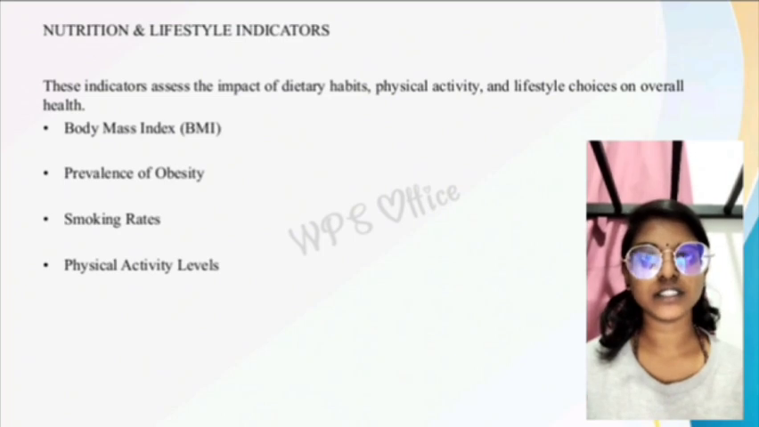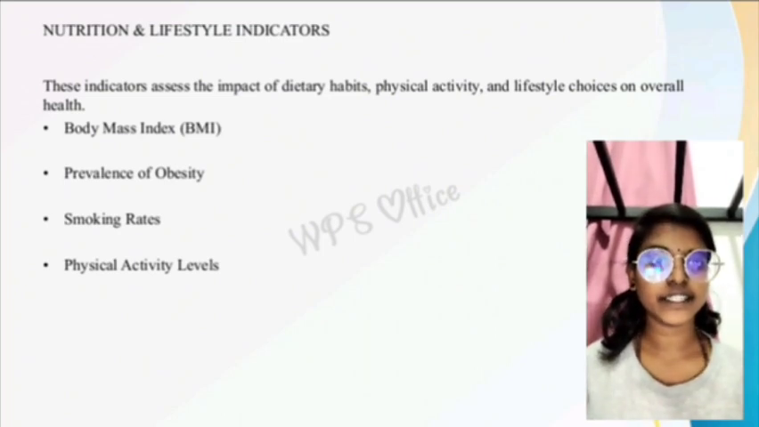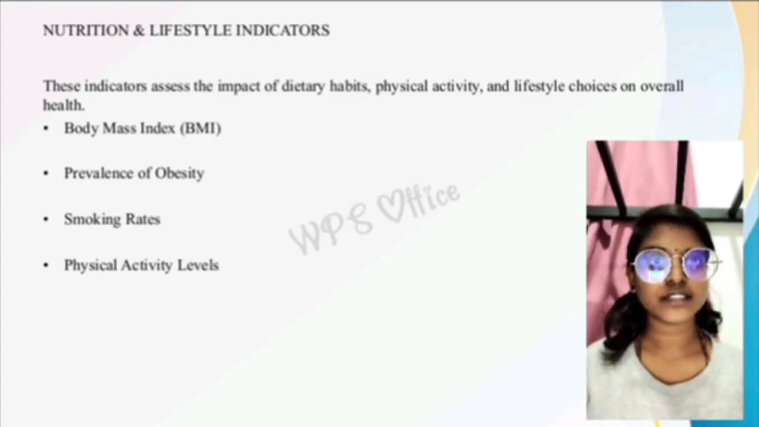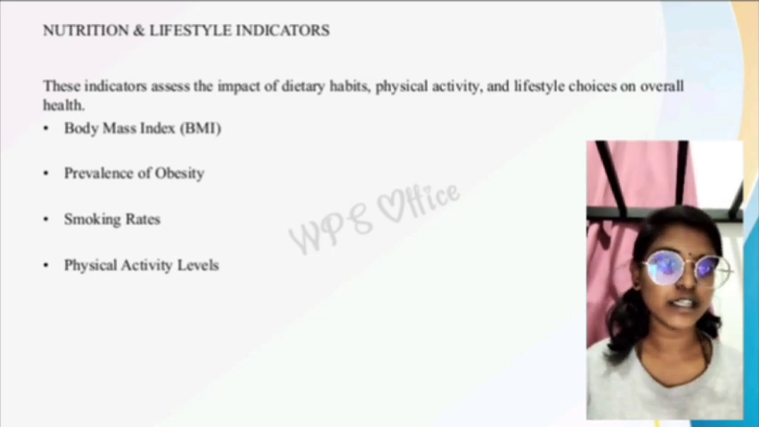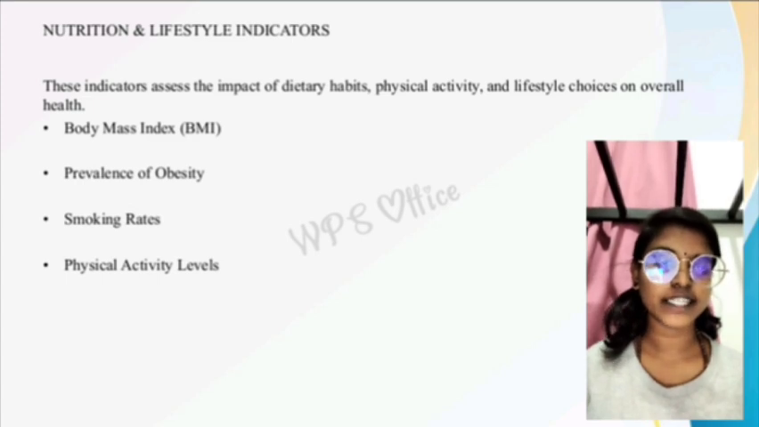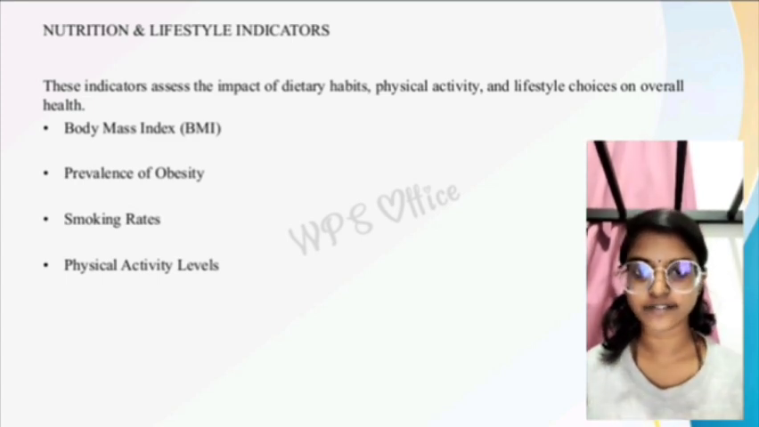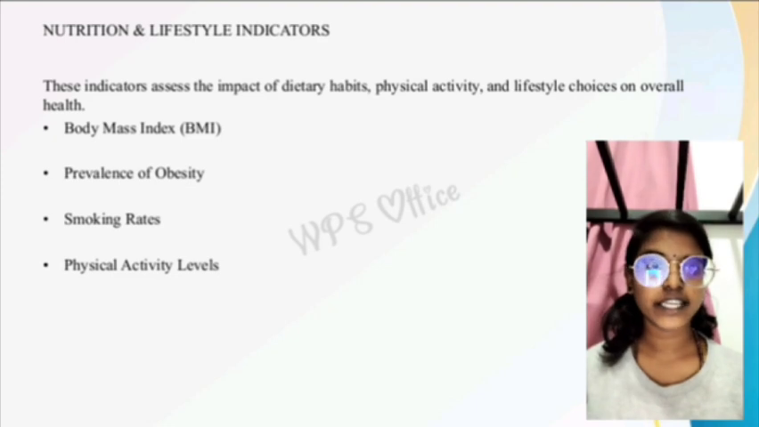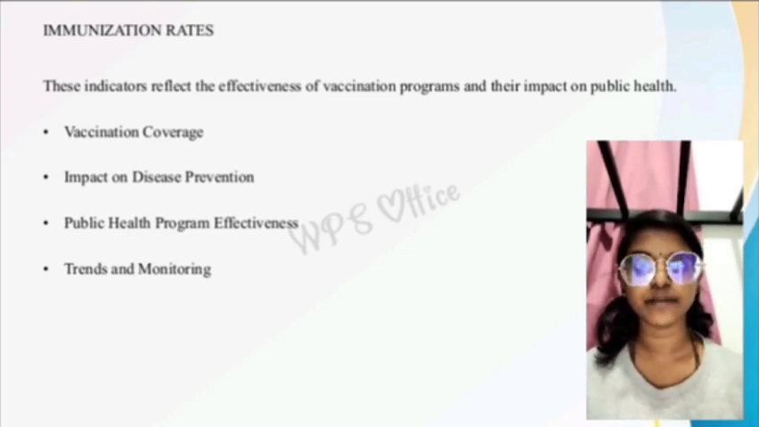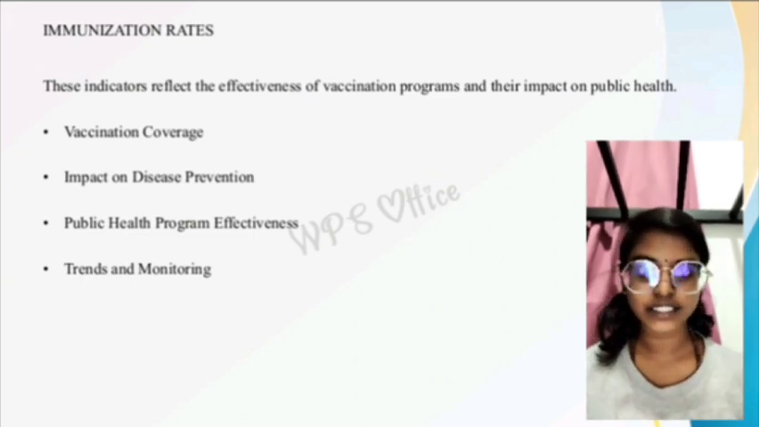And I'm going to talk about the health indicators' effect on health and well-being. I'm going to talk about the nutrition and lifestyle indicators and immunization rates. Nutrition and lifestyle indicators include body mass index, prevalence of obesity, smoking rates, and physical activity levels. Body mass index measures body fat based on height and weight, and is used to classify individuals as underweight, normal weight, overweight, and obese. It helps assess the risk of conditions like diabetes, heart disease, and hypertension.